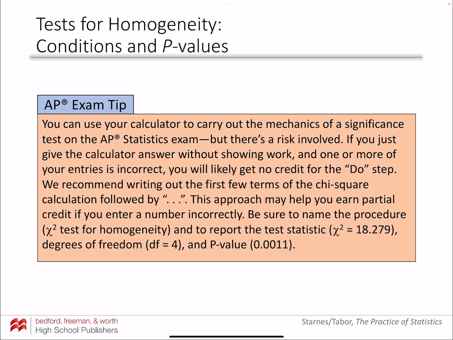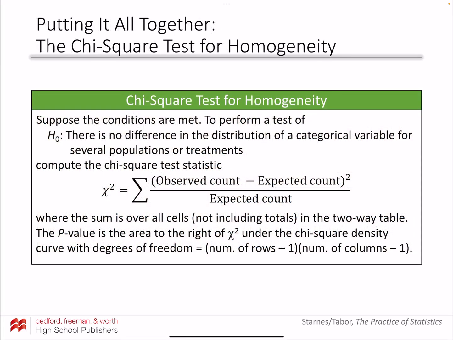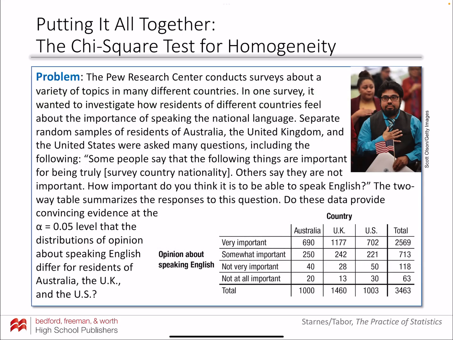All right, so kind of like before, you always have to have degrees of freedom. That has to be a part of your response as well. Your chi-squared test statistic we already talked about. You don't have to write out every cell, just first, last. That's fine. All right, let's look at another example.